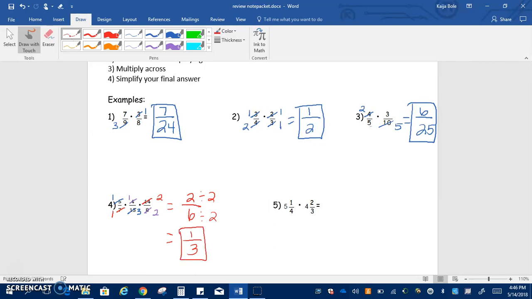Okay, so that's where we're going to stop for day 1, just using fractions for now, and then we'll do some more practice in class all together.